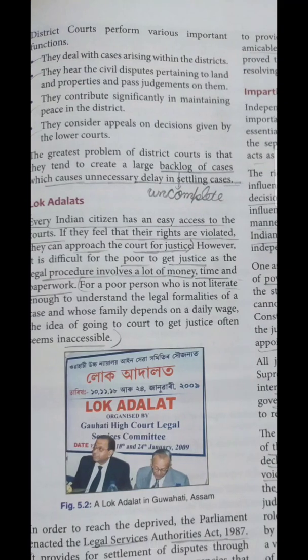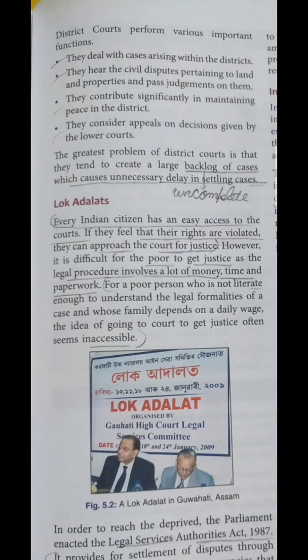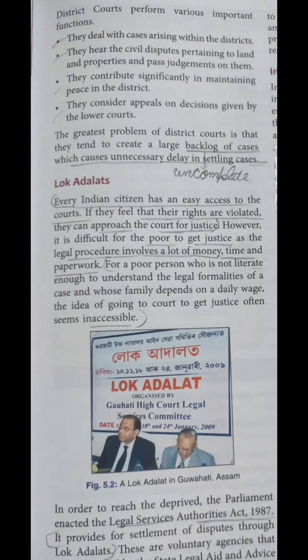The third one is definitely related with the maintenance of peace in that particular district. If someone is violating the peace of that district, the case goes to the district court. And the fourth one relates with hearing appeals against decisions given by the lower courts. The decision taken by the lower court is checked, and the rechecking of the decision is done by the district court.